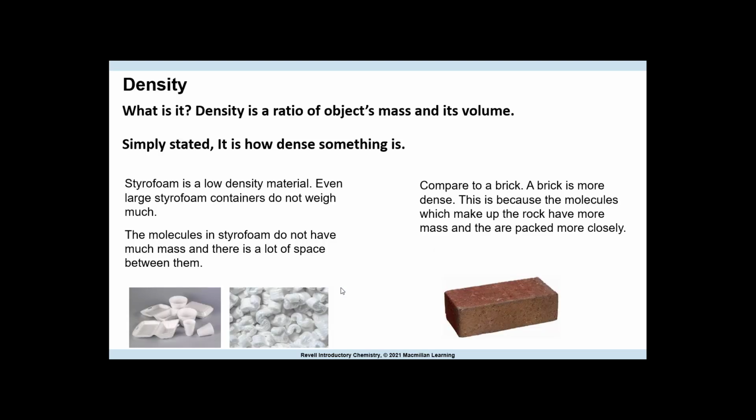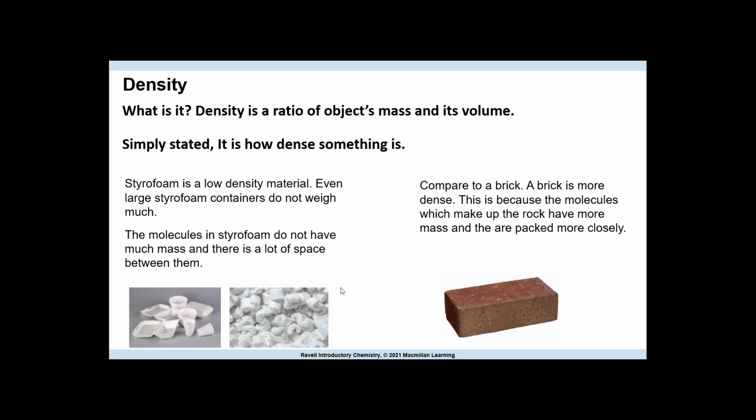So density, what is density? Density is a ratio of an object's mass and its volume. So simply stated, how dense something is. So styrofoam is a low density material. Even though you can have huge styrofoam containers, they don't weigh very much.